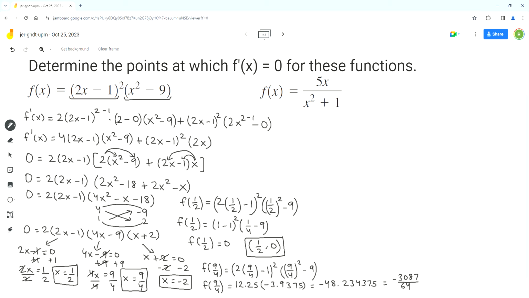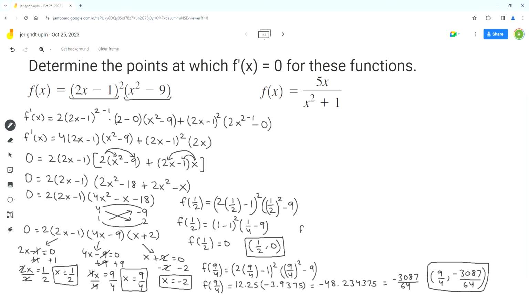So the second point will be 9 over 4, comma, negative 3087 over 64. So this is our second point, and now we can find our third point. For the third point, we'll sub in x as negative 2 in the function.